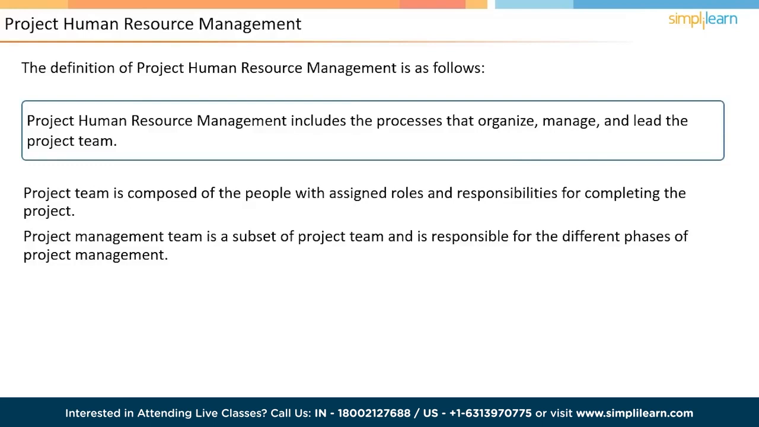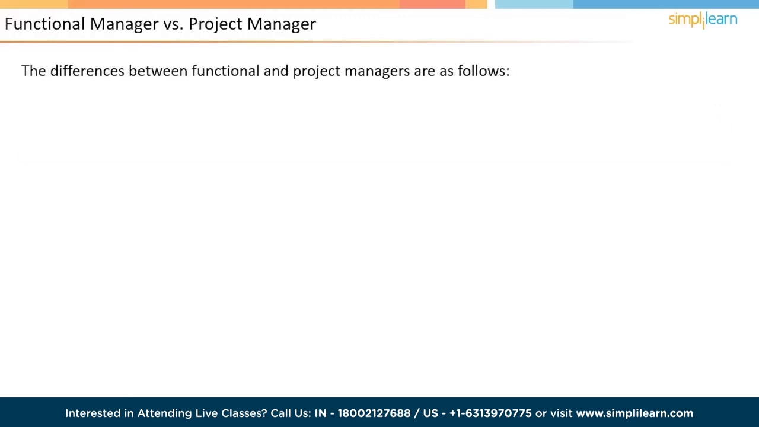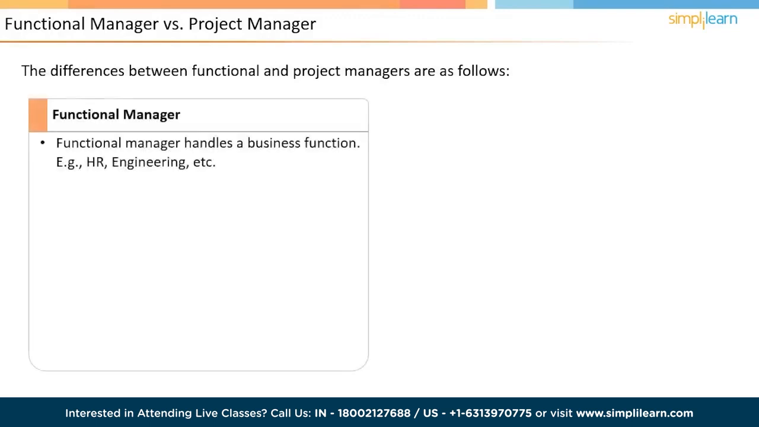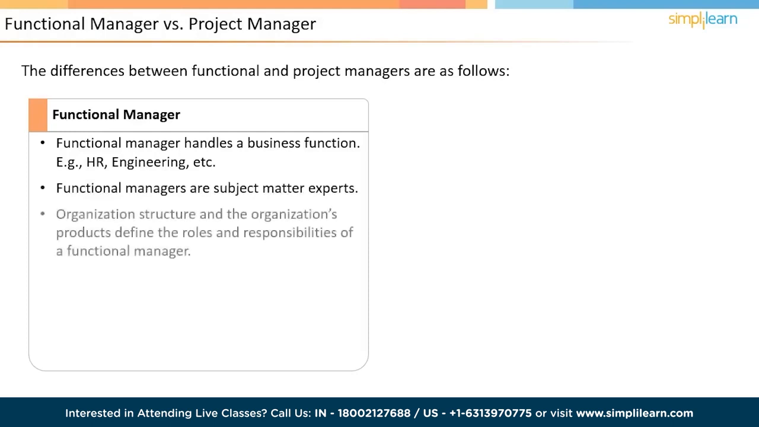In the next screen, let us understand the difference between functional and project manager. An organization may have both functional managers and project managers. The difference: a functional manager is the one who handles a business function or department. For instance, the HR manager is responsible for the HR department in an organization. Therefore, an HR manager will be a functional manager. Generally, a functional manager is also a subject matter expert. The roles and responsibilities of the functional manager depend upon the core business of the organization and overall organization structure.